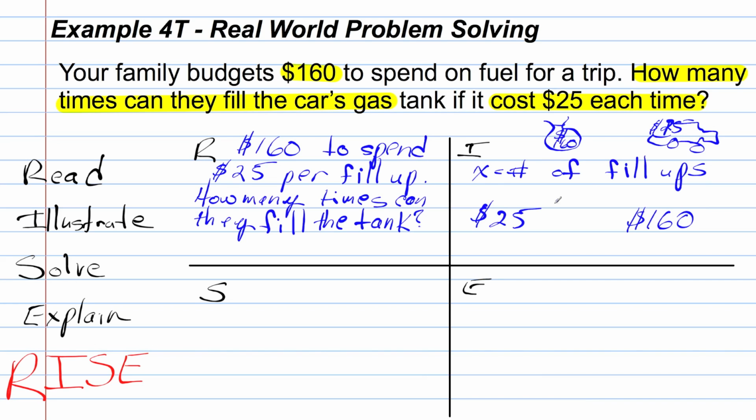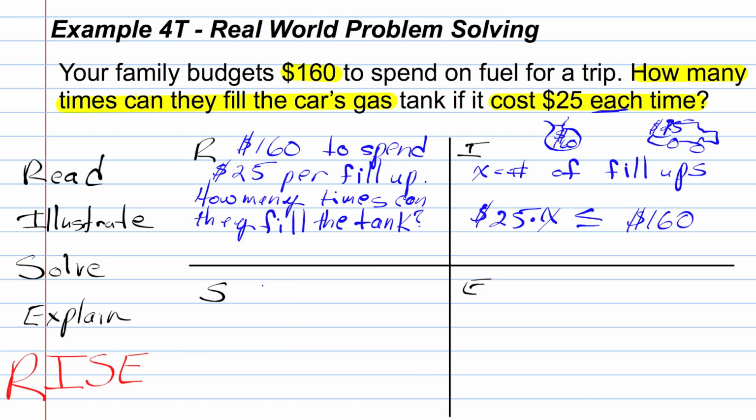What we need to solve for is x. And in this case, anytime you have this and it says each time or per fill up, that indicates some kind of multiplication relationship. So $25 for one fill up times the number of fill ups. Now this number has to be less than or equal to how much money they have to spend. So the inequality symbol that goes in here is less than or equal to. If it costs them $25 per fill up, how many times can they fill up the tank? It has to be less than or equal to the total, the amount of money they have.